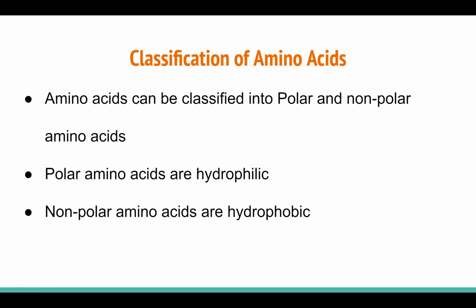So amino acids can be classified into two major groups, that is the polar amino acids and the non-polar amino acids. Polar amino acids simply refers to hydrophilic amino acids, that is amino acids that love water and can interact with water, whereas non-polar amino acids are said to be hydrophobic, which means that they hate water and cannot interact with water.